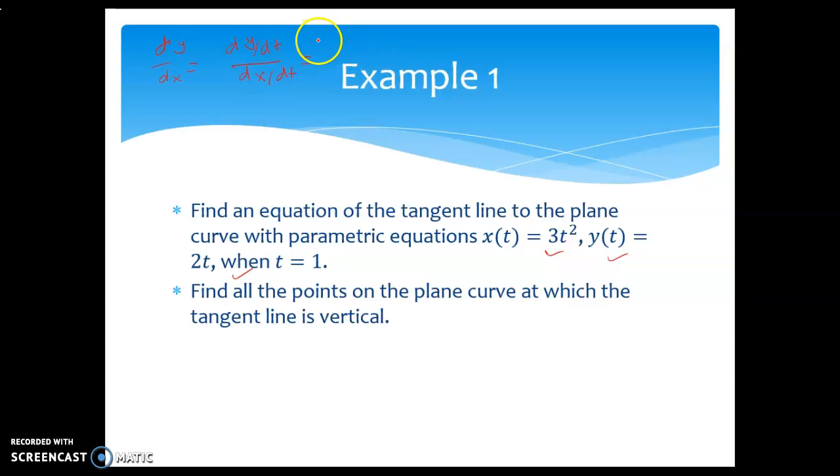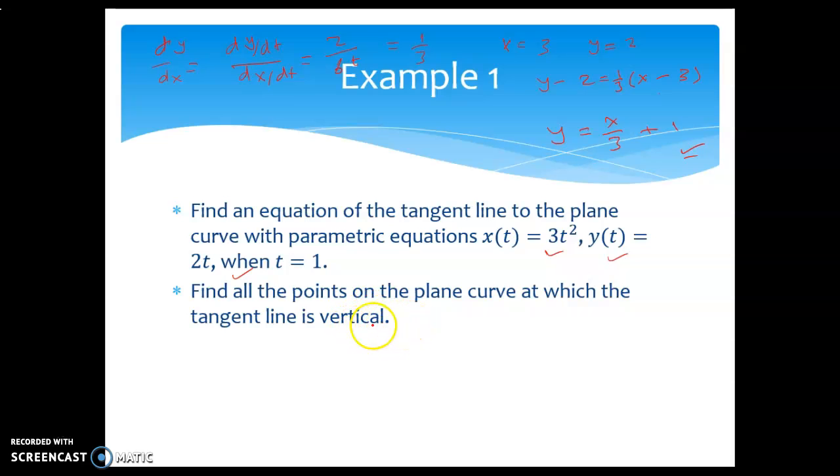The dy over dt here is going to be equal to 2, dx over dt here is going to be 6t, and when we substitute t equals 1, we're going to get 1/3. At this time x is going to be 3 and y is going to be 2, so then y minus 2 is equal to 1/3 times x minus 3. So then y is equal to x over 3 plus 1. That's the equation.